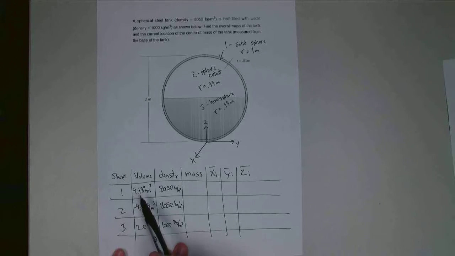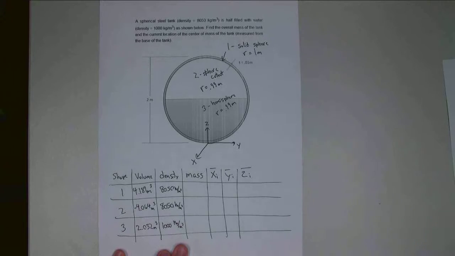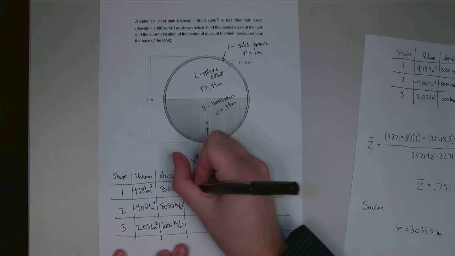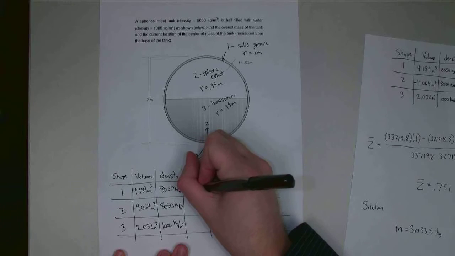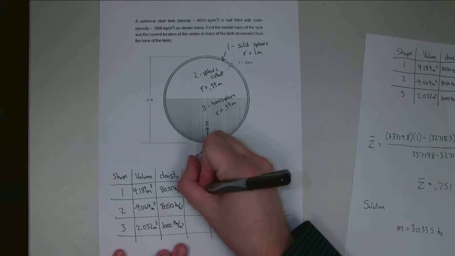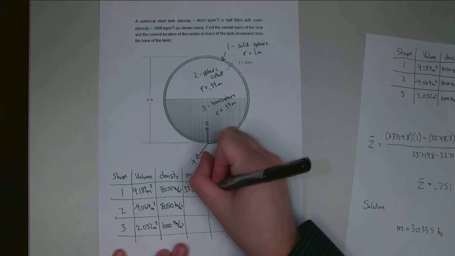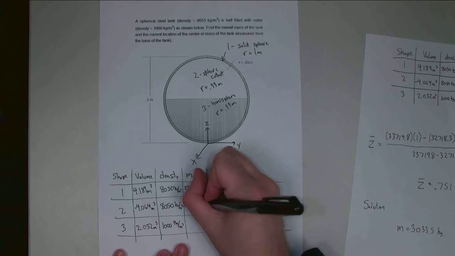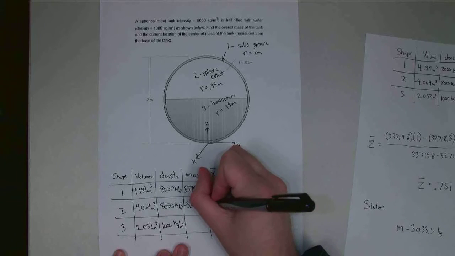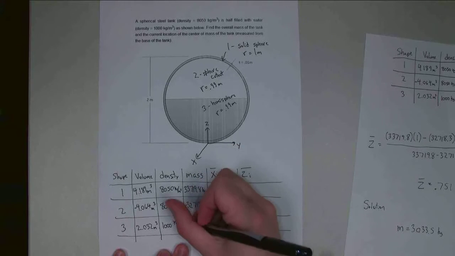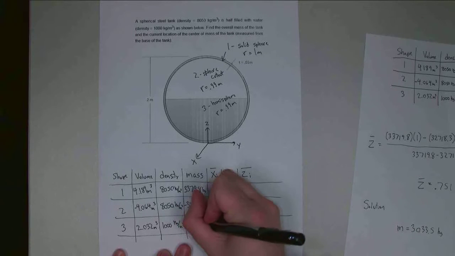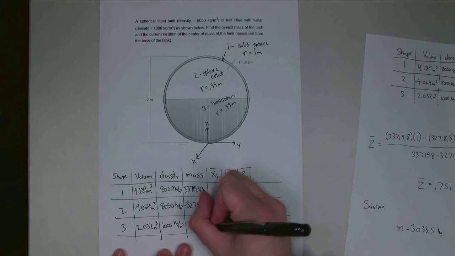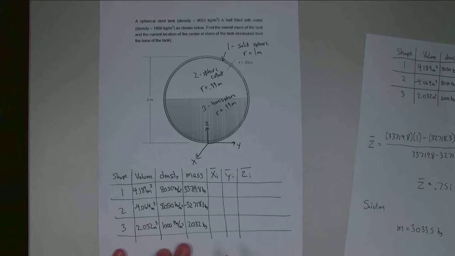Alright, multiply these two numbers together. So volume times density will give me the mass, and for each of the 3 different shapes. So my overall mass is going to be 33,719.8 kilograms for that. I take most of that mass away with the cutout, so 32,718.3 kilograms. And then the water is going to be 2,032 kilograms. Alright, so now I've got the mass of each one of my parts.